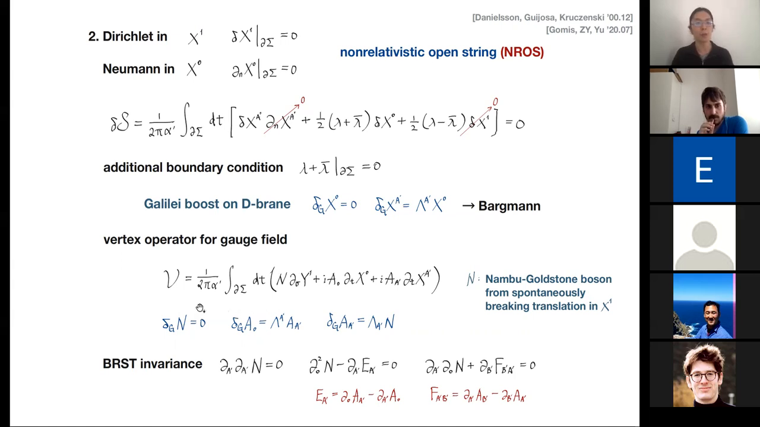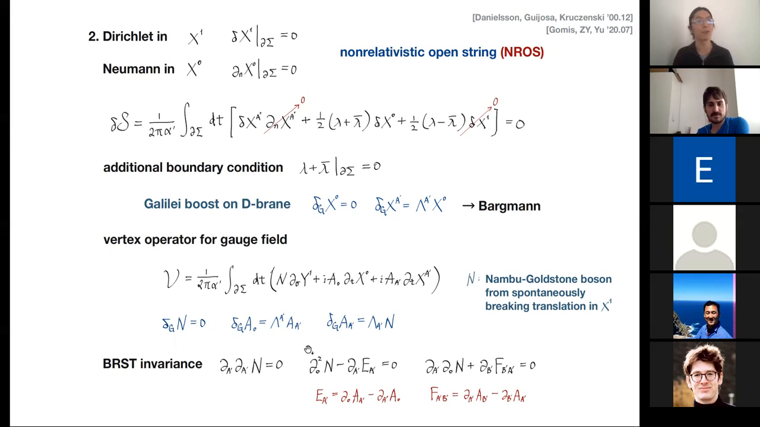So the most general form of the vertex operator takes this one. And here we have A0 and AA' being the gauge potentials on the D-brane. We also have the Nambu-Goldstone boson N, which perturbs the shape of the D-brane in the compactified X1 direction. And you can show that this vertex operator is invariant under this boost symmetry, which is actually the Galilei boost.